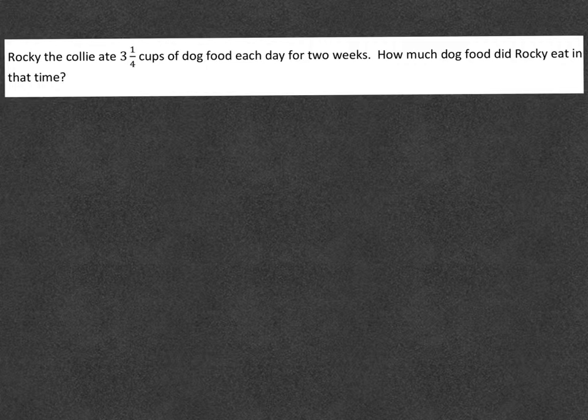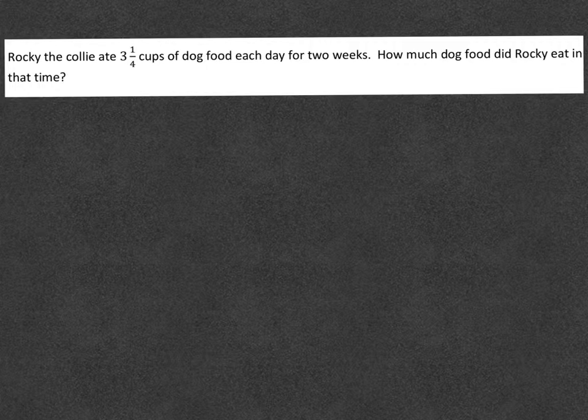Oh, I love collies. That was my very first dog that I ever had when I was really, really little. I had a collie. Her name was Bonnie. And I also had a dog named Rocky too. So a lot of schema on Rocky and collies.